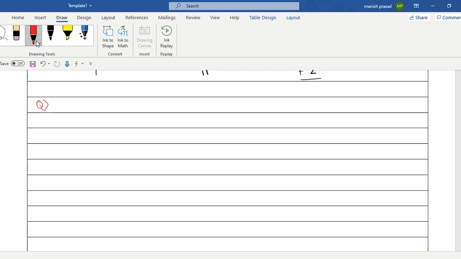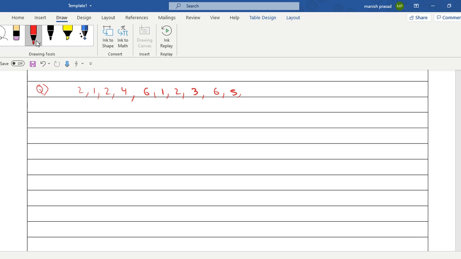Okay, so next question. A dice is thrown 30 times, and the following outcomes were noted. The outcomes are 2, 1, 2, 4, 6, 1, 2, 3, 6, 5, 4, 4, 3, 1, 1, 3, 1, 1, 1, 5, 6, 6, 2, 2, 3, 4, 2, 5, 5, 6, 4.